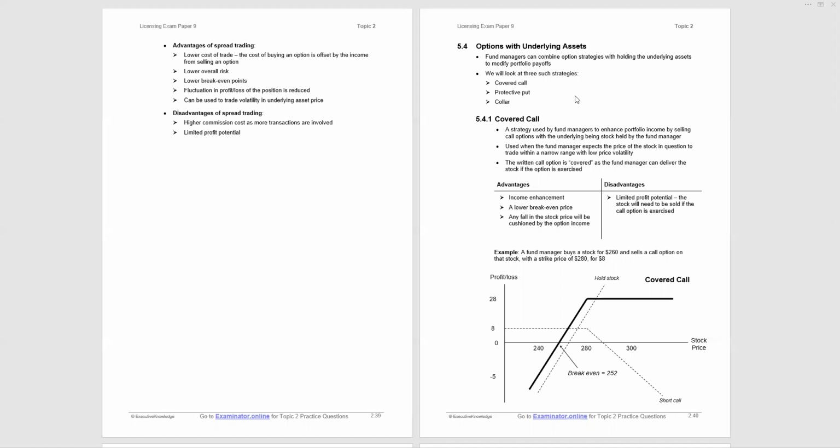But if the price does go up and the call option is exercised, then you have the underlying assets to sell. So the advantage of a covered call, income enhancement, as I said, lower break-even price because you're bringing in income, and any fall in the stock price will be cushioned by the option income you're bringing in. That's the income enhancement. Disadvantage, though, there is limited profit potential because if the price goes up, the options are exercised, you're going to have to sell the stocks, and so that will limit profit potential.